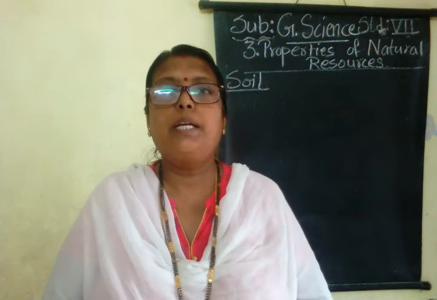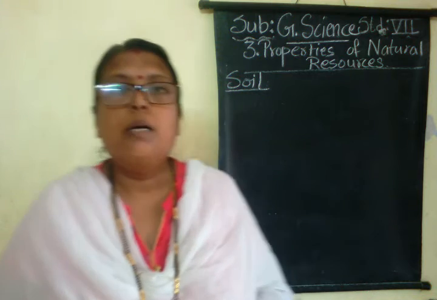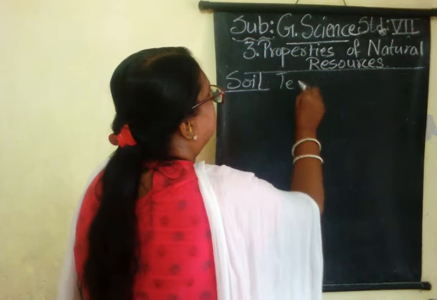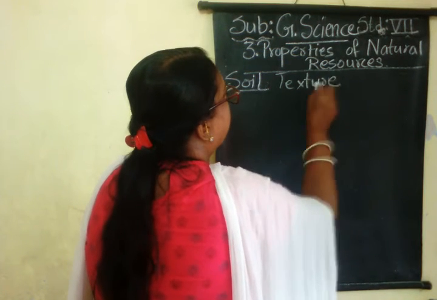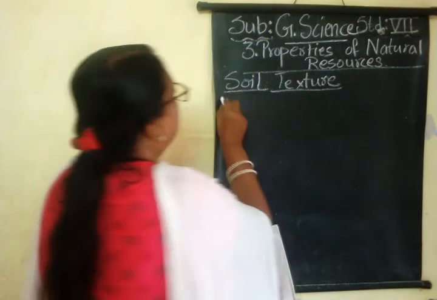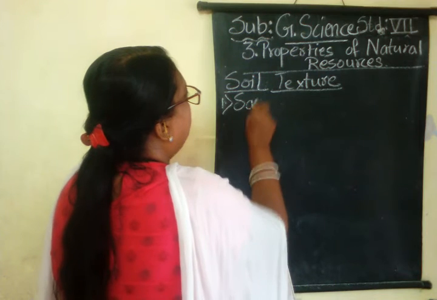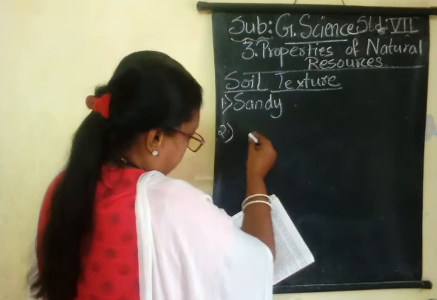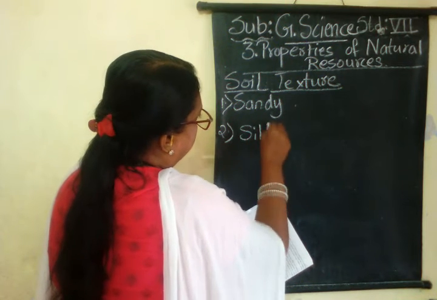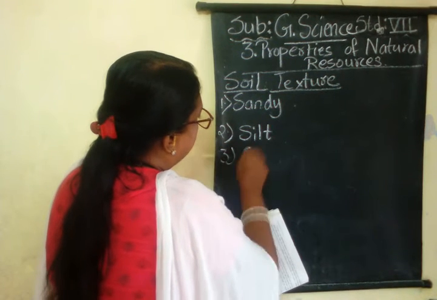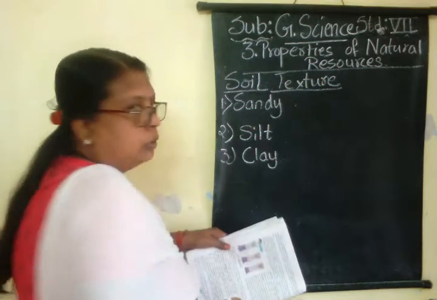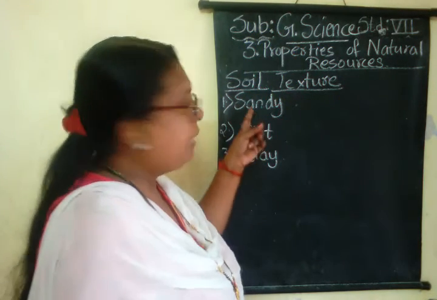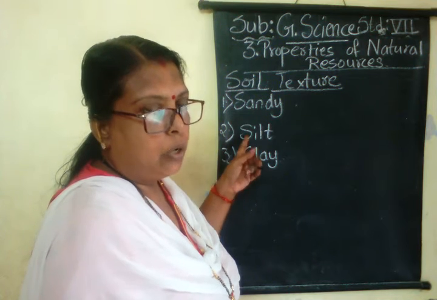So let us study about soil texture. Based on soil texture, soil is classified into three types. First is sandy soil, second is silt soil, and third is clay soil. So depending upon the texture of the soil, soil is differentiated into three categories: sandy soil, silt soil and clay soil.